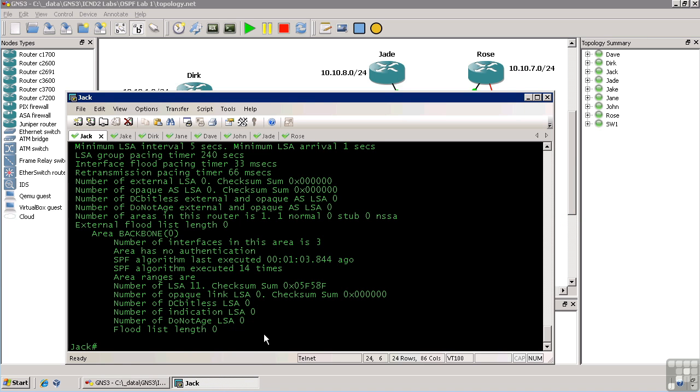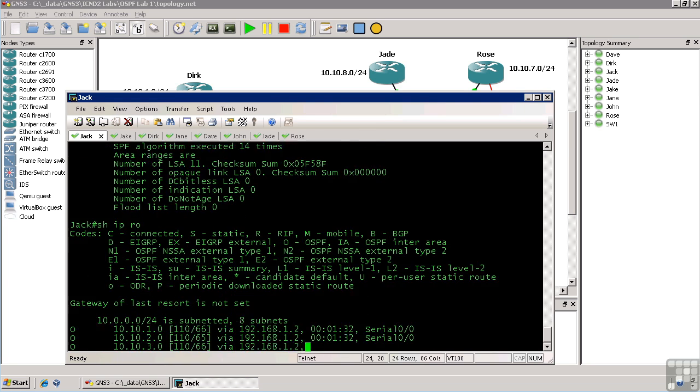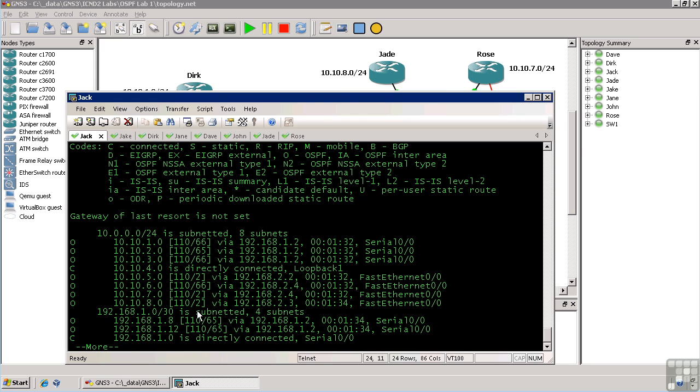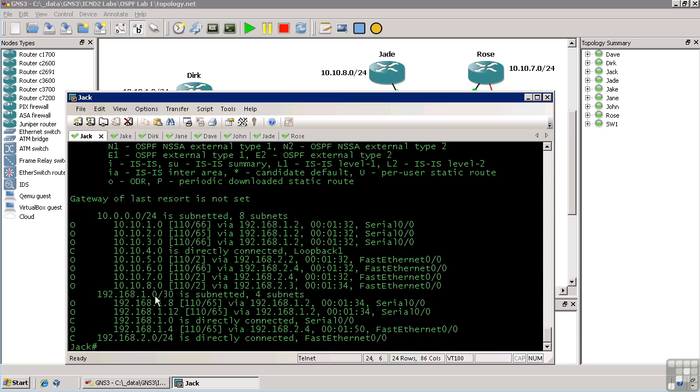So now we have OSPF fully implemented and it's giving out routes. We'll do show IP route just to make sure we know all of the routes on all of the networks. 1, 2, 3, 4, 5, 6, 7, and 8. And of course there's all our 192.168.1s and the 192.168.2. So stay tuned. In the next video, we will implement multi-area OSPF.